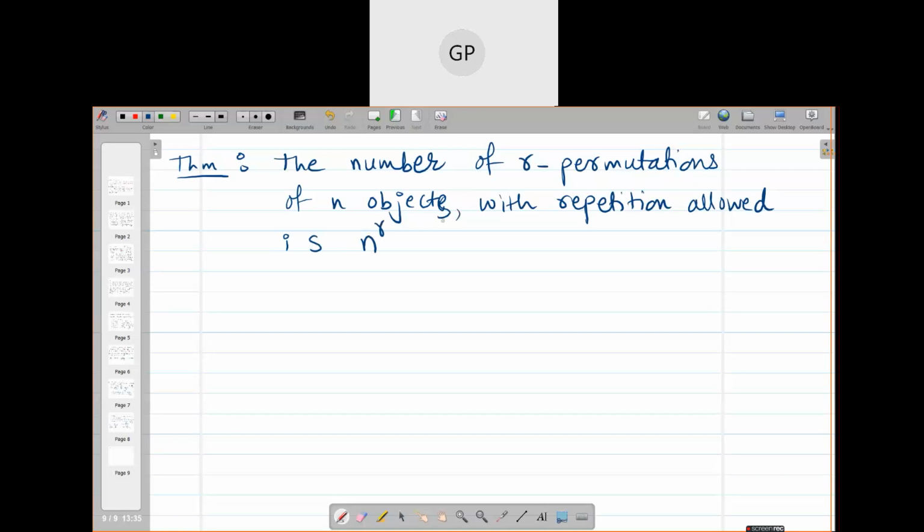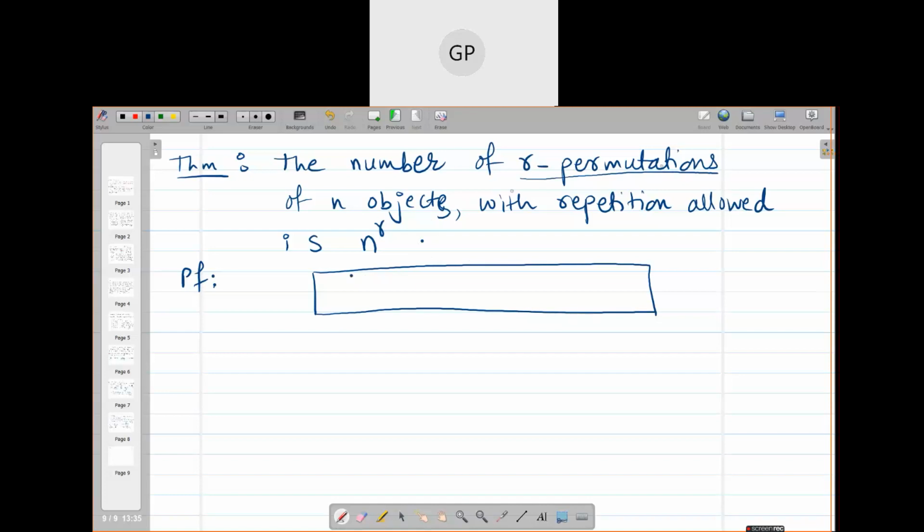Okay. So proof, you have n objects and you have an R place string. How long is the string? R permutations means you have to make a string with R places. There are R places available: 1, 2, 3 up to R.